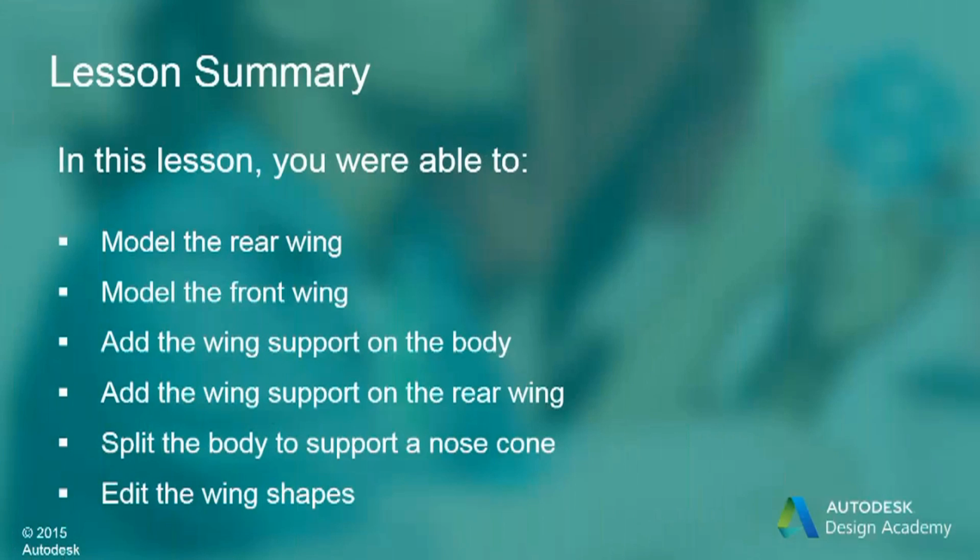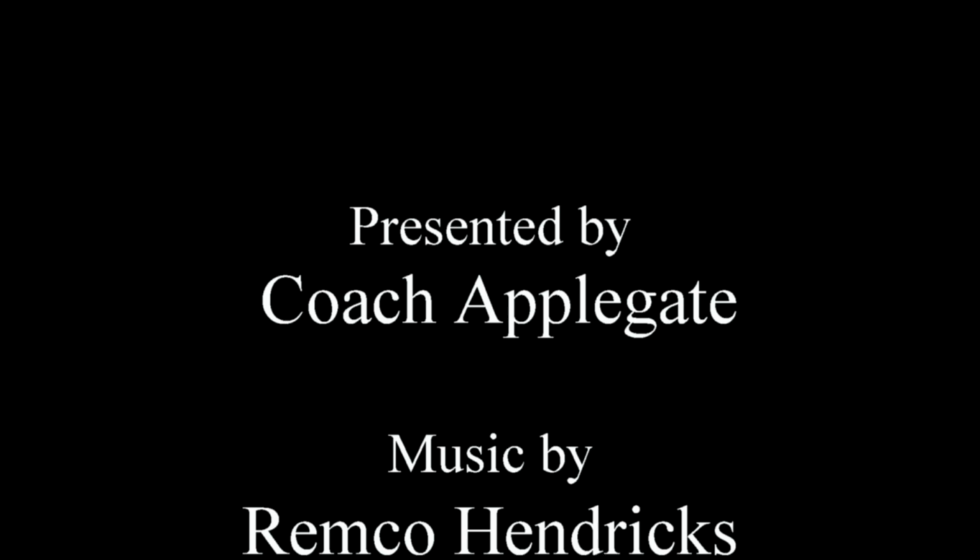So in this lesson, we've modeled the rear wing, we've modeled the front wing, added a wing support, the body on the rear wing, and we used the combine tool quite a bit to do that. Then we split the body to support the nose cone, and we concluded by editing the wing shapes. Don't forget, you can go back and look at any other part of this video to replay or relearn. Have fun.